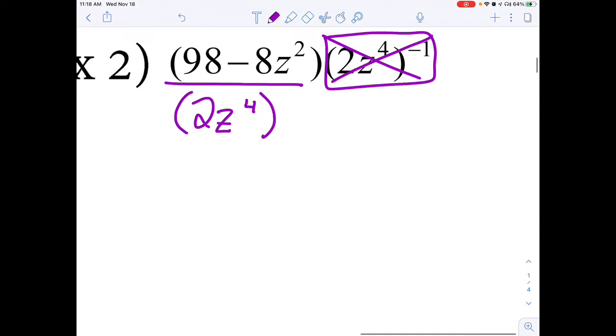Now looking at the top, I don't like how it's written backwards. Please make a note of this: we want to rewrite this.